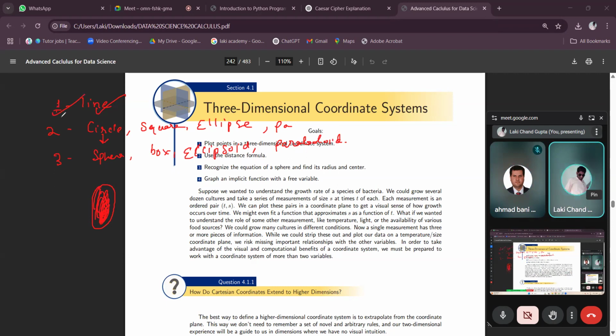In a line, firstly, we study length. Secondly, we find area, and in 3D, we find volume. Volume means capacity, for example, the capacity of a glass to hold water. This is volume.